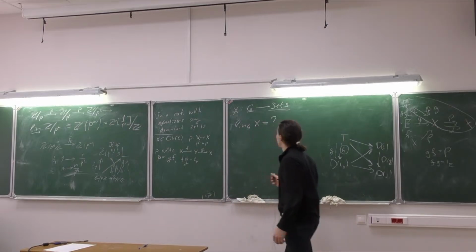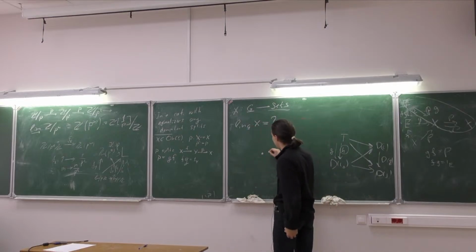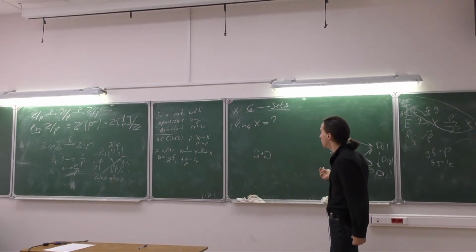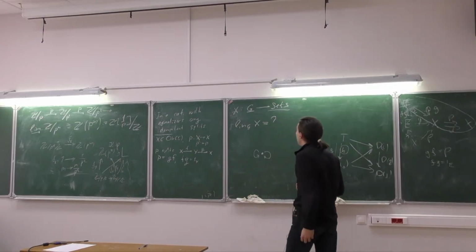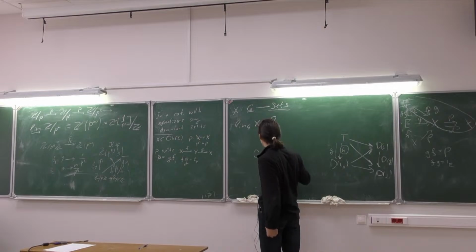Okay, so in this case our diagram is just a single object, but it has a lot of arrows going from itself to itself, which correspond to elements of the group G. In total, we can view this functor as a set X with an action of G.